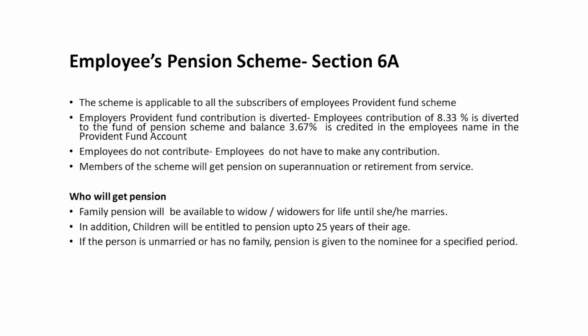After that, we have the Employee Pension Scheme. This scheme is applicable to all the subscribers of the Employees Provident Fund. Those who are members and have subscribed to the Employee Provident Fund are entitled automatically, and they become part of the Employee Pension Scheme. For this, the Employees Provident Fund contribution is diverted, because they have already taken 12% of it. Of the employer's contribution, 8.33% is diverted to the pension scheme fund, and the balance of 3.67% is credited to the employee's name in the Provident Fund account.